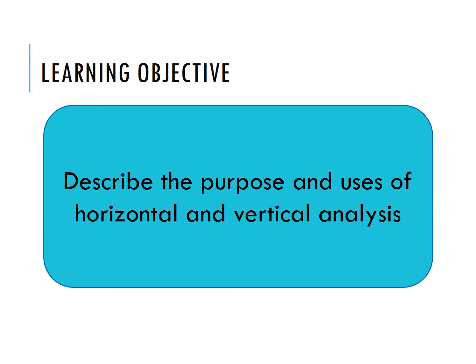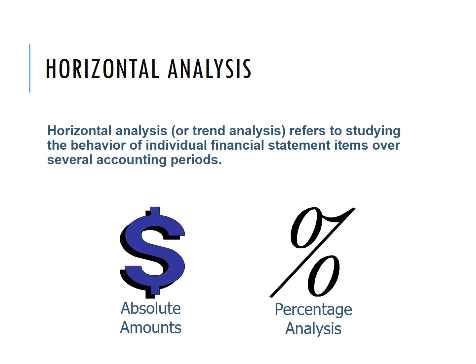So the first learning objective is to describe the purpose and uses of the horizontal and vertical ratio analysis. An important definition that you should know, could potentially be an exam question, is what is horizontal analysis? So horizontal analysis refers to the studying of behavior of individual financial statements over several accounting periods.